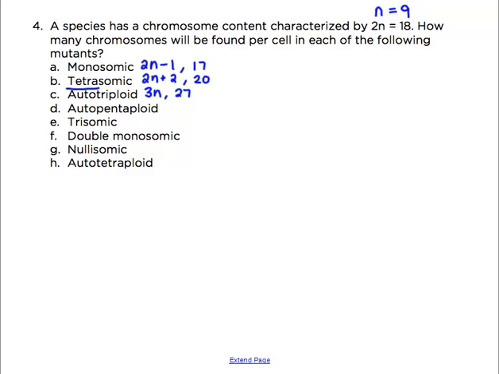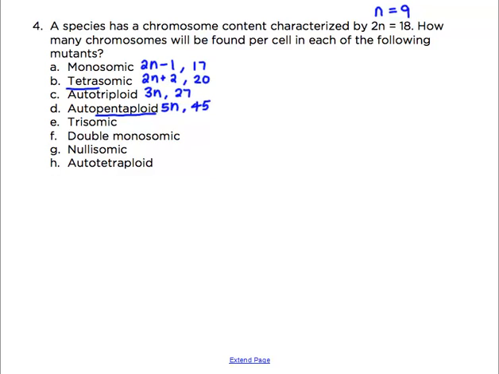Part D is autopentaploid. Again, the auto means that all the chromosomes are coming from this species, and a pentaploid means that they have 5 complete sets of these chromosomes. So again, you take the haploid number, which is 9, multiply it by 5, and that gives you 45 chromosomes.